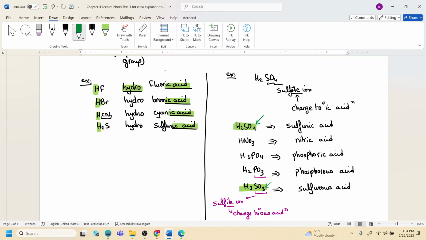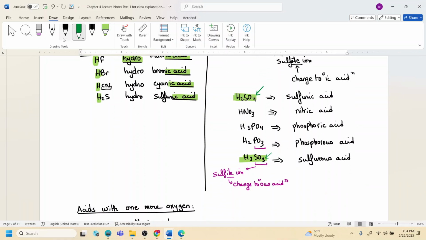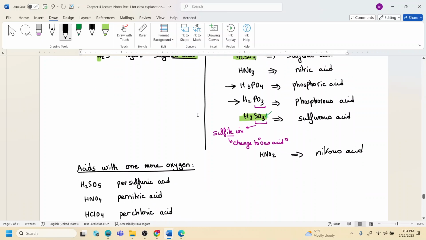SO3, this is a sulfite ion. So sulfite ions has less oxygen, so we're gonna change the ic into an OUS. So it's gonna be sulfurous acid. This one is a nitric acid. So HNO3 is a nitric acid. If I want to go ahead and name an acid that is HNO2, then that is going to be a nitrous acid. Less oxygens. Phosphoric acid versus phosphorous acid. Less oxygens as well.